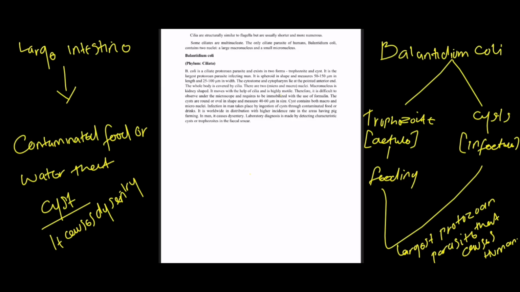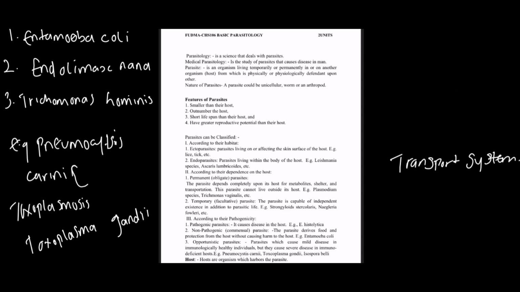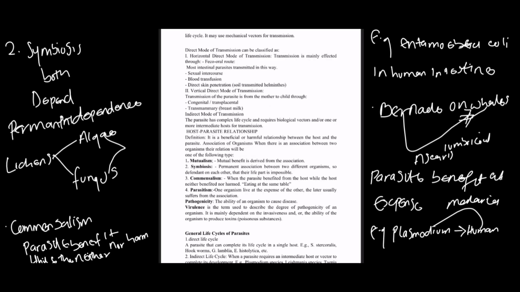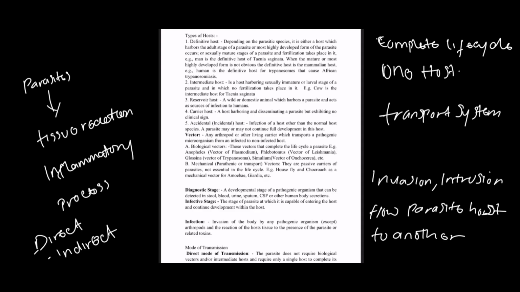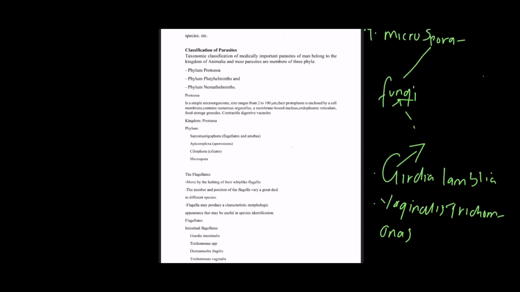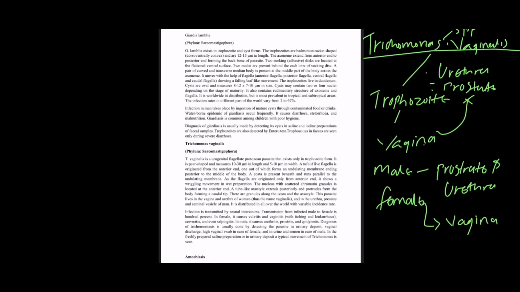Alright, we've come to the end of this tutorial. Starting from the introduction, that is the definition of parasitology, what a parasite is, the features of a parasite, how parasites can be classified, down to hosts and the types of hosts. We spoke about vectors, then stages of parasites, then the mode of transmission, then the host-parasite relationship, then the general life cycle of parasites, and then the classification of parasites.